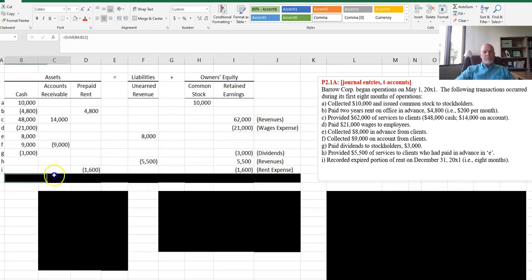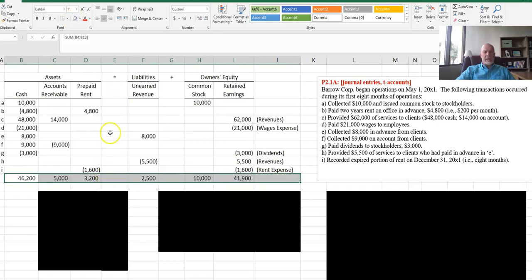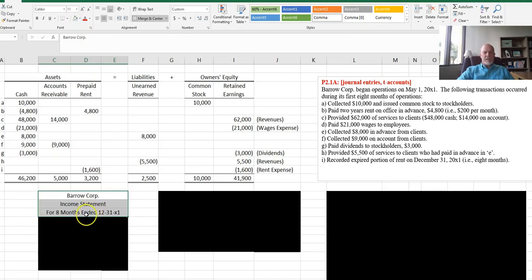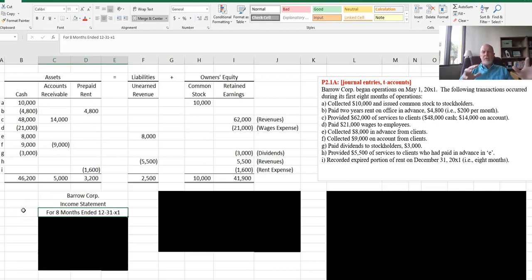So then we will total up all of the columns, make sure that our equation is still in balance. If you add up these assets, they will equal the liabilities and owner's equity. And then we're going to make financial statements. Remember, the first financial statement is the income statement. And the income statement needs to indicate what time period is being covered. In this case, we started May the 1st and went through the end of December, so that would be 8 months. So this income statement is for this 8-month time period.